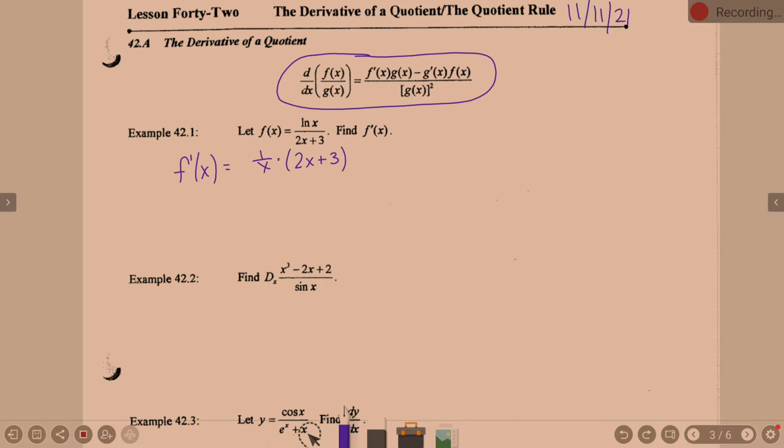Then, important, minus. Product rule is plus, quotient rule is minus. That should kind of make sense in some form of your brain because that equivalence is often there. Now it's derivative of the bottom. So derivative of 2x plus 3 is 2, times the numerator, natural log of x, all over 2x plus 3, quantity squared.